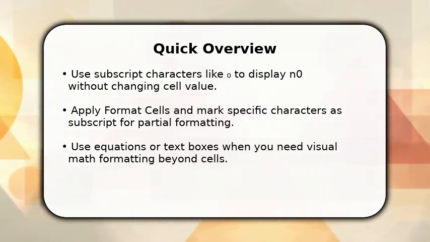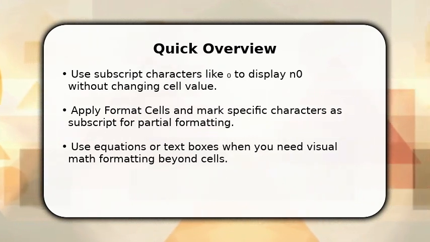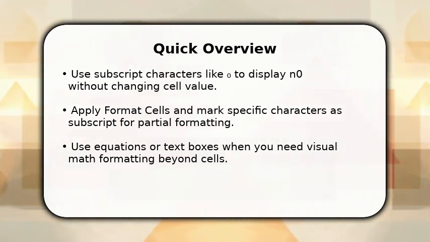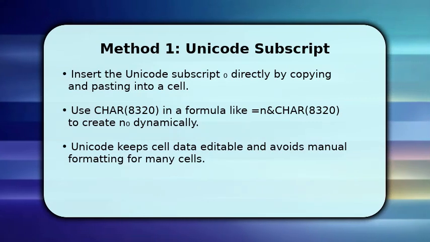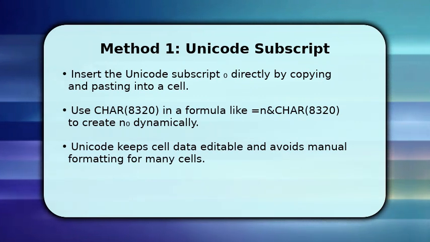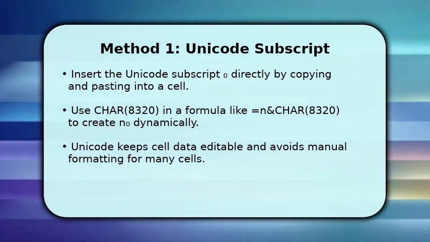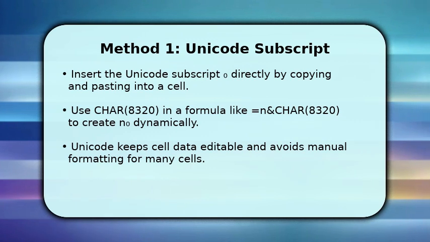Use equations or text boxes for complex formatting needs in presentations or printouts. A fast option is using the Unicode subscript 0. Just paste ₀ or use ="n"&CHAR(8320) to build N₀ inside formulas and concatenations. This approach preserves normal cell behavior, filters, and sorting, and it works well when you need many instances across a sheet. It also avoids font-specific limitations, since most modern fonts include the subscript 0 glyph.